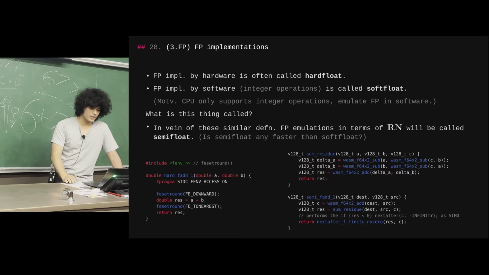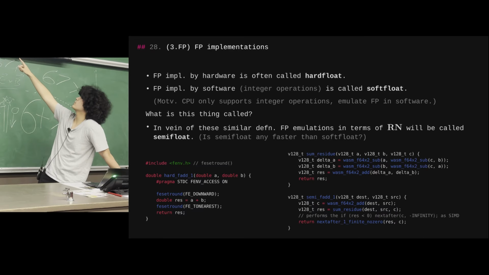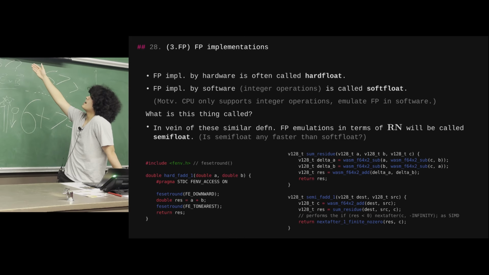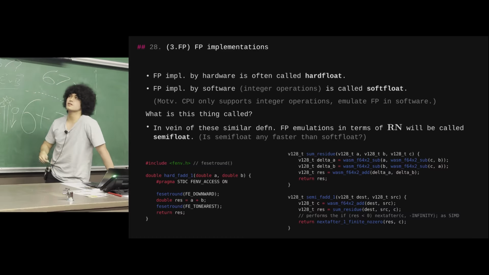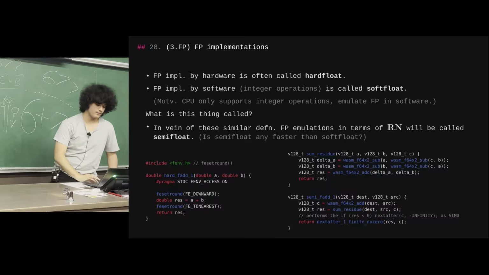But on the right, here is the actual Semifloat implementation. This is basically what we had on the previous slide. It's just using WebAssembly SIMD, which kind of obfuscates the code a bit. That's why I didn't show the SIMD version, but it's basically the same. And this is a branchless nextafter.